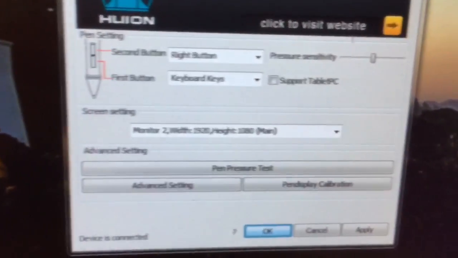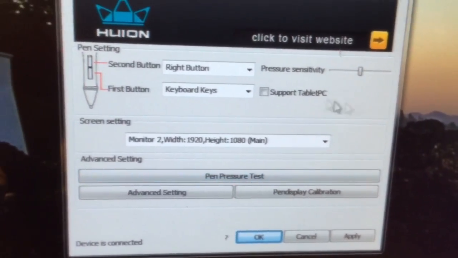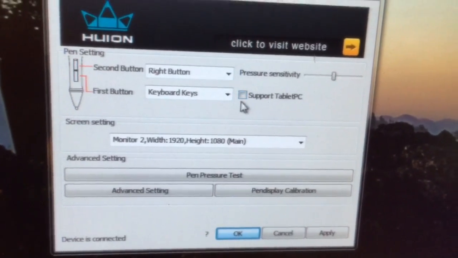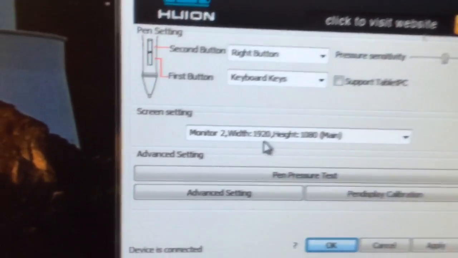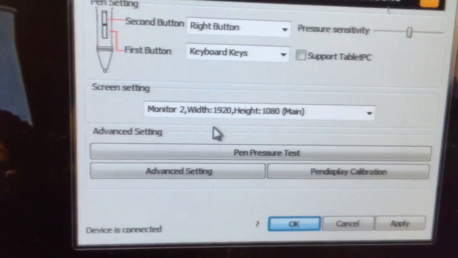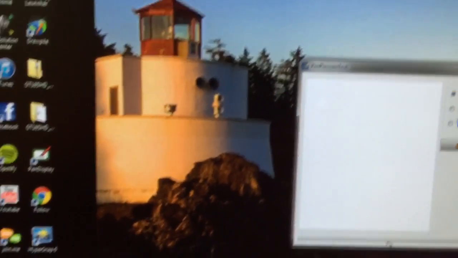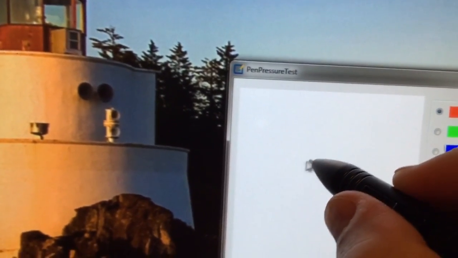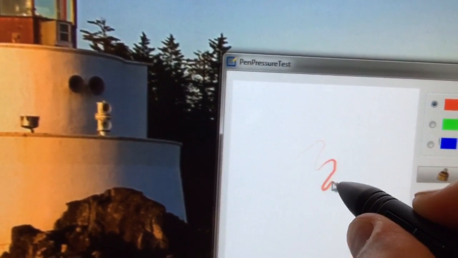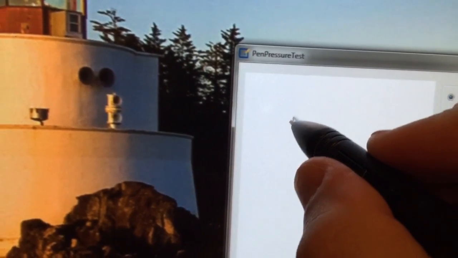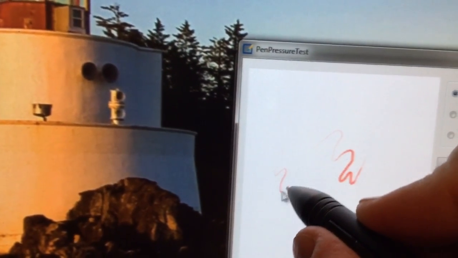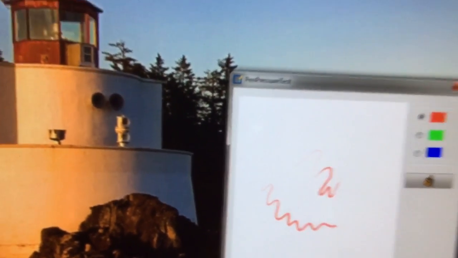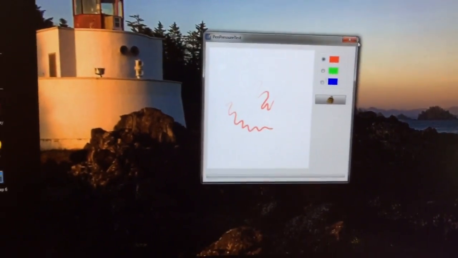And when we do the SAI, we're leaving this not checked, and we have this set to that. And the pen pressure works good, so I get nice, very good. Okay, so that works well.